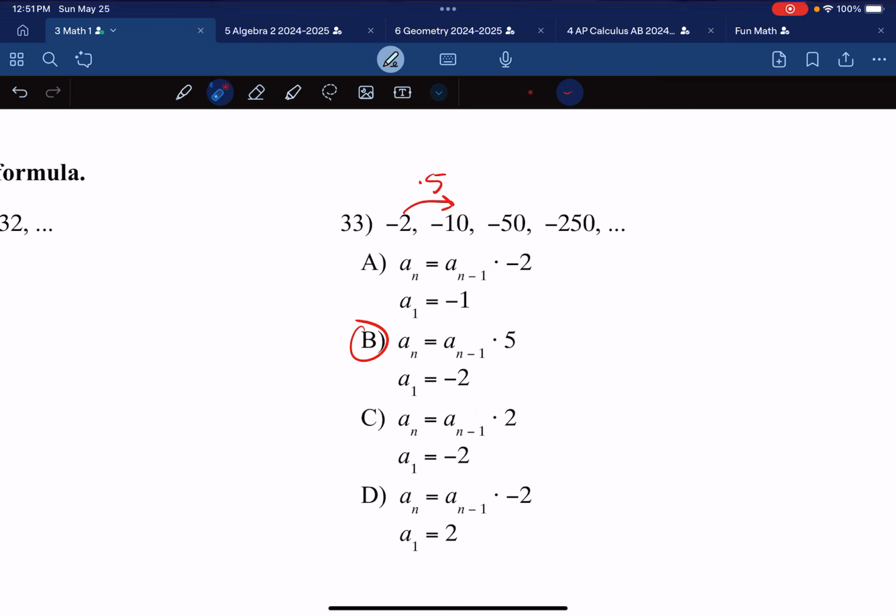Also, take a look that the first value is -1, which is incorrect. We should be saying that the first value is -2. This one does say that the first value is -2, which is why B is the right answer. This is also saying that the first value is -2, which is similar, but the only problem here is it's multiplying by 2 each time. -2 times 2 would have been a -4, which is why C was eliminated.